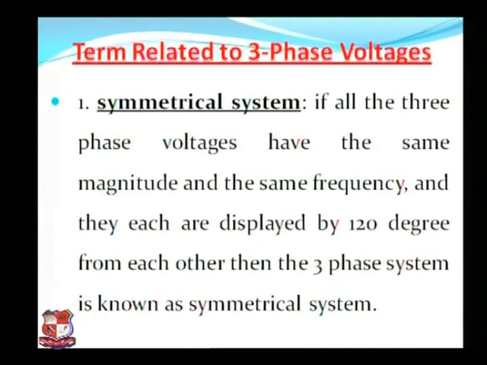Now the circuit can be divided into 2 types. The first one is the symmetrical circuit. If all the 3 voltages have the same magnitude and the same frequency, and they are displaced by 120 degrees from each other, then this is known as a symmetrical circuit. Symmetrical means all the phases have the same magnitude, the same frequency, and they are separated from each other by 120 degrees, as we already displayed: 120 degrees R, 120 degrees Y and 120 degrees B phase. So these make up our symmetrical system.